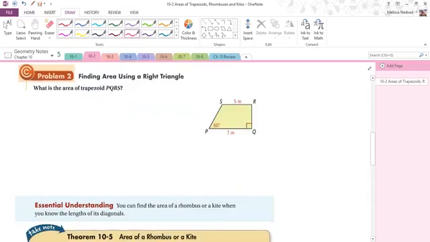One more example looking at a trapezoid, and sometimes we aren't given our height, but we can find our height using some of the previous processes we've learned. So here you notice we've got trapezoid PQRS. In this case, my bases are the top and the bottom. Those are my two parallel sides. So I know base 1 and base 2, they're 5 and 7. What I don't know is the height.